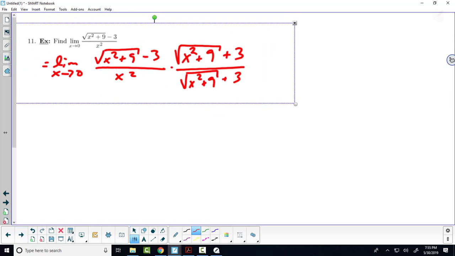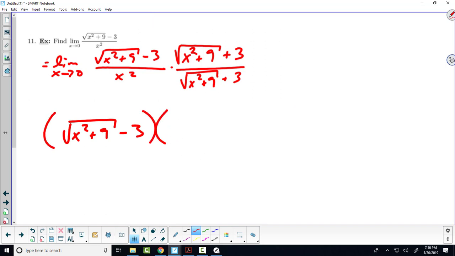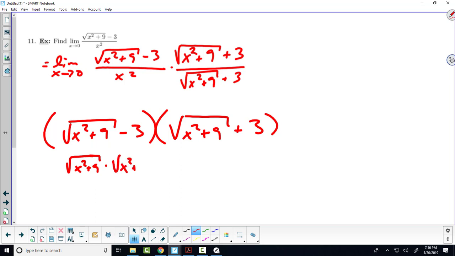Okay. So I'm going to go off to the side and just compute this part right here. I'm going to do this numerator product, the square root of x squared plus 9 minus 3, and I'm going to multiply it by the square root of x squared plus 9 plus 3. All right, I'm going to do this once slowly. I will usually FOIL this out in my head. Okay? So, how do you FOIL something? I don't remember the acronym. We're going to multiply this times this. Okay? So we do the square root of x squared plus 9 times the square root of x squared plus 9. True?